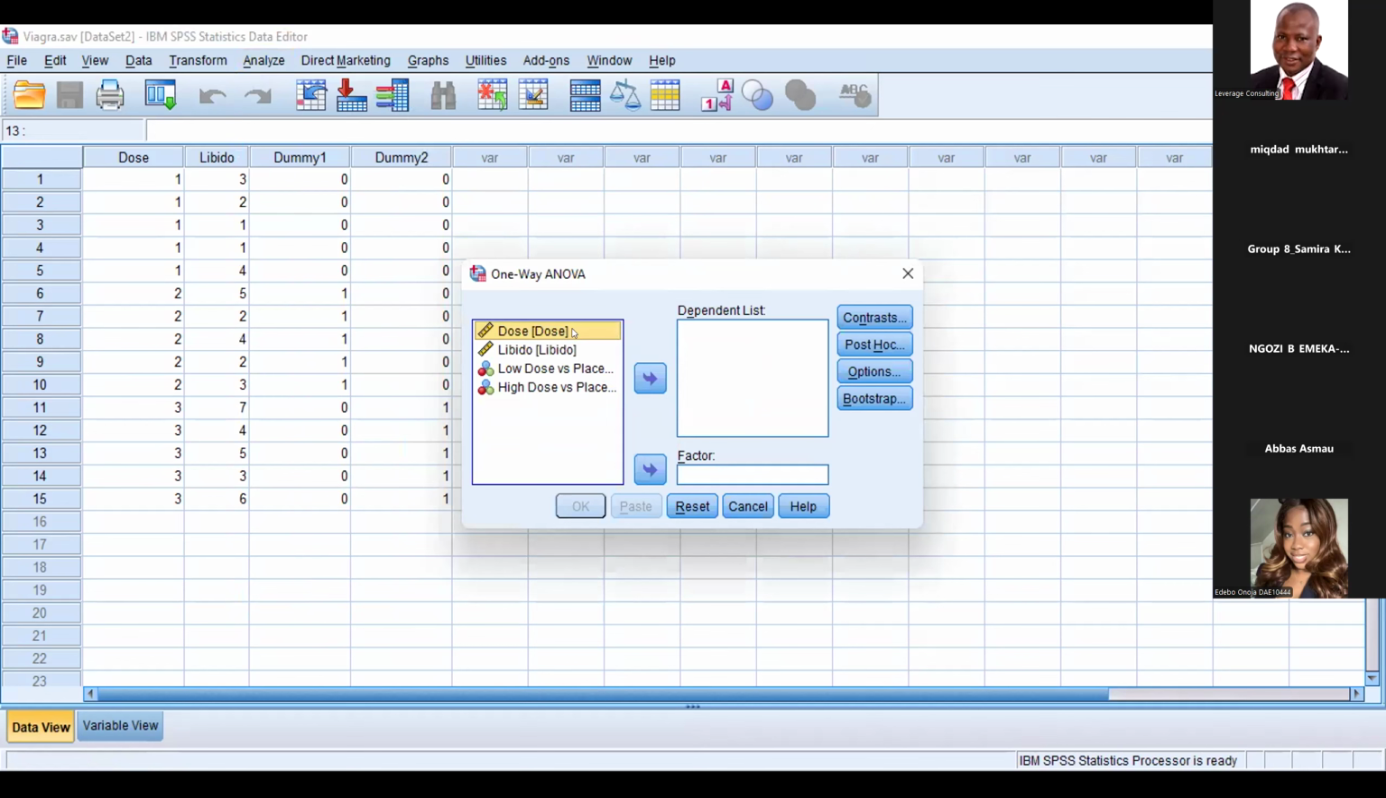So the dependent is libido. Move it now. What happened? Your computer is slow. Okay. So yes, dose is the factor. Move dose under Factor. Yeah. So just click OK.